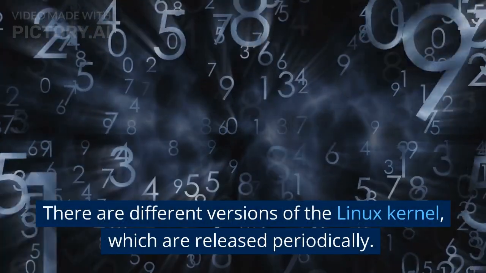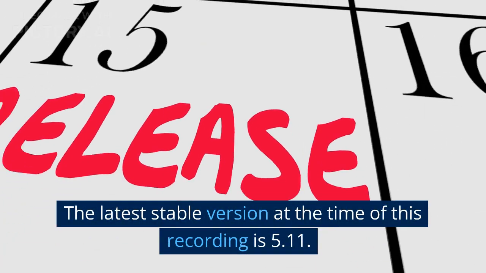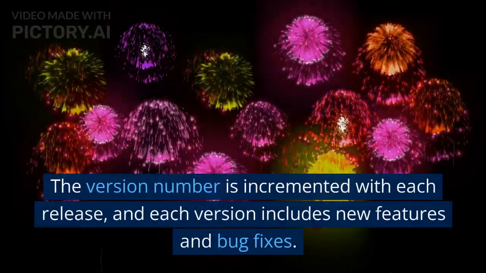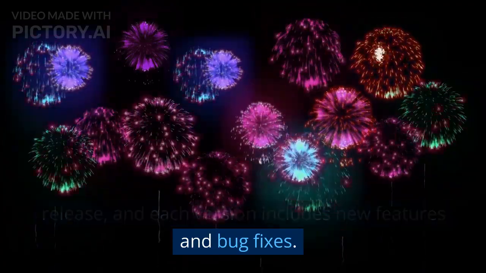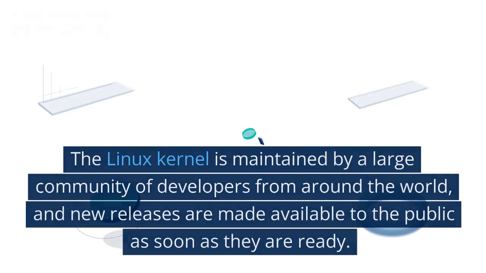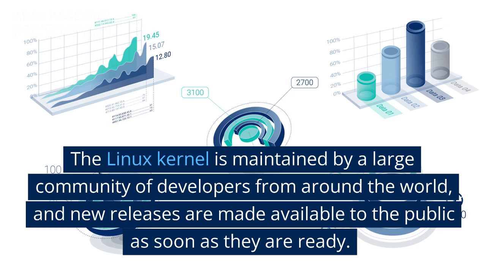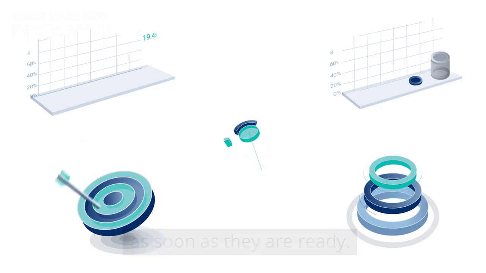There are different versions of the Linux kernel, which are released periodically. The latest stable version at the time of this recording is 5.11. The version number is incremented with each release, and each version includes new features and bug fixes. The Linux kernel is maintained by a large community of developers from around the world, and new releases are made available to the public as soon as they are ready.